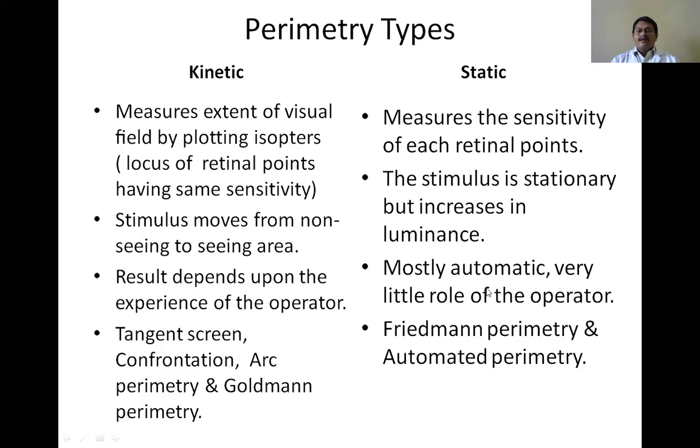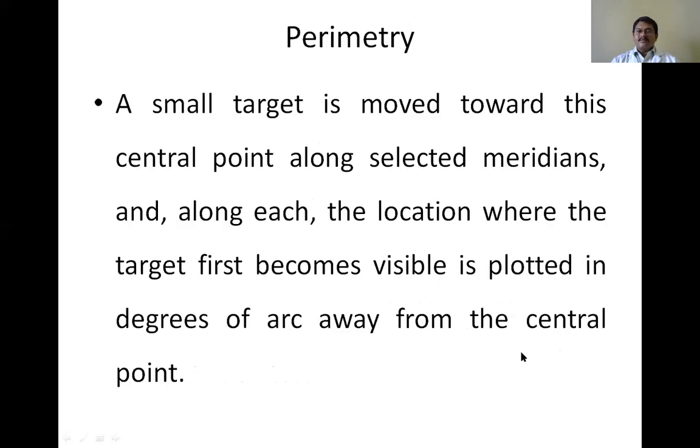With non-cooperative patients, if there are more fixation losses, you can watch on the monitor in the static perimeter, where eye tracking is available, to see how the subject is doing. Only if the false positives, false negatives, or fixation losses are high will we interfere in the static perimeter. But in kinetic, everything is operated by the operator, who has to move the object. That is why it depends upon the experience of the operator. The tangent screen, confrontation method, and arc perimeters like the Lister and the Priestley-Smith are examples of kinetic perimeters. The static perimeters are the Friedman's and the automated perimeters.